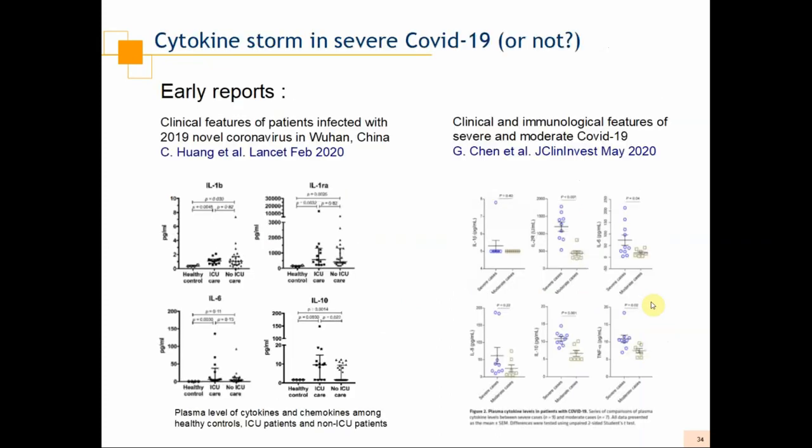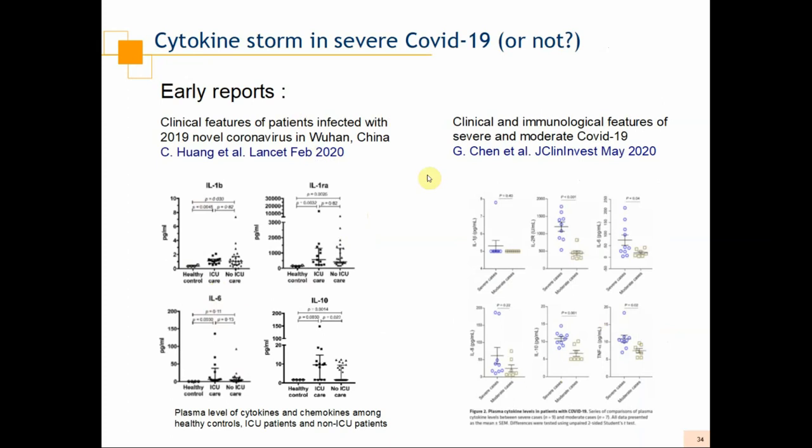I'm going to go through this rapidly, I think, because we've got 45 minutes, that's okay. So the cytokine storm. One of the initial observations from early 2020 is that patients who have severe forms of COVID-19 have increased plasma levels of cytokines and chemokines like IL-1, IL-6.